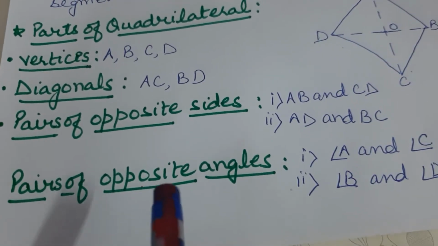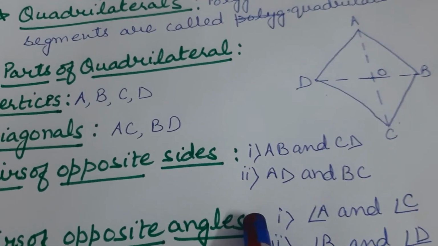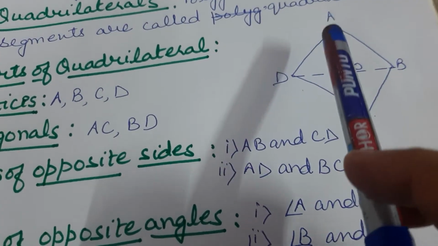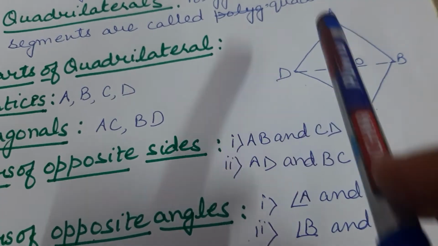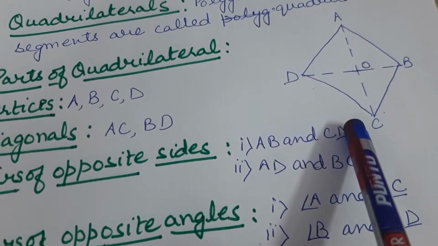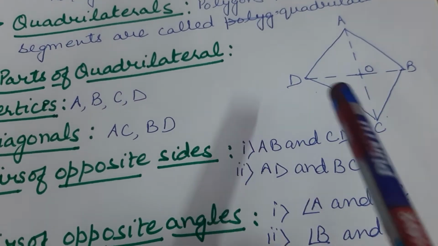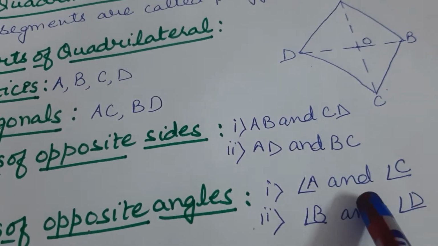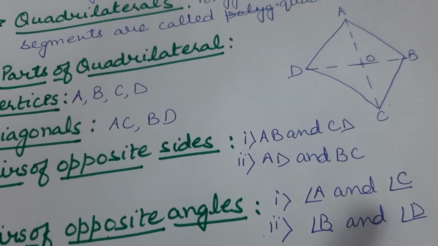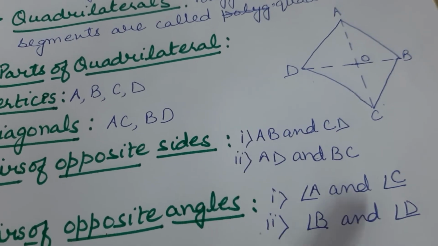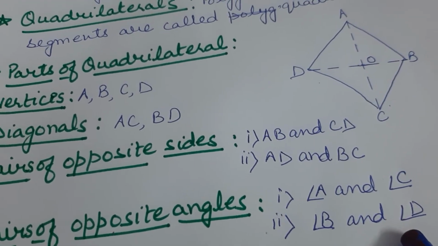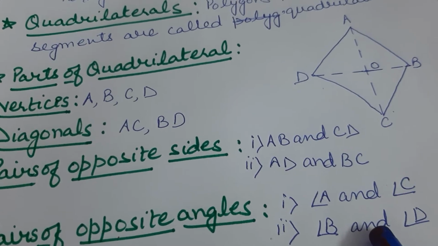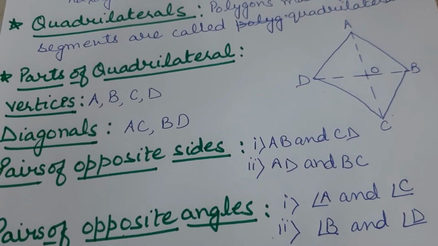Next is pairs of opposite angles. So you can clearly see angles. Angle A and angle C, one pair is this. Second pair is angle D and angle B. So it means there are only two pairs of opposite sides and two pairs of opposite angles.